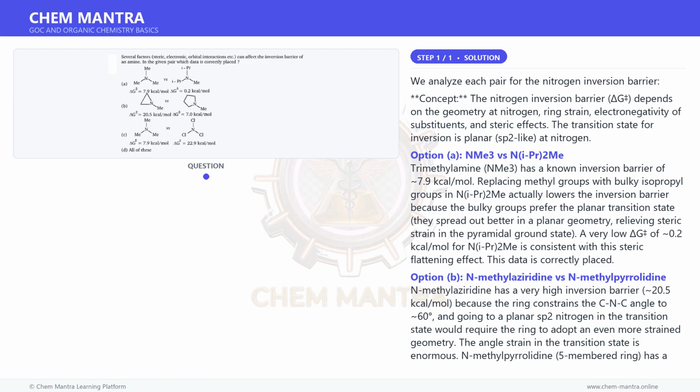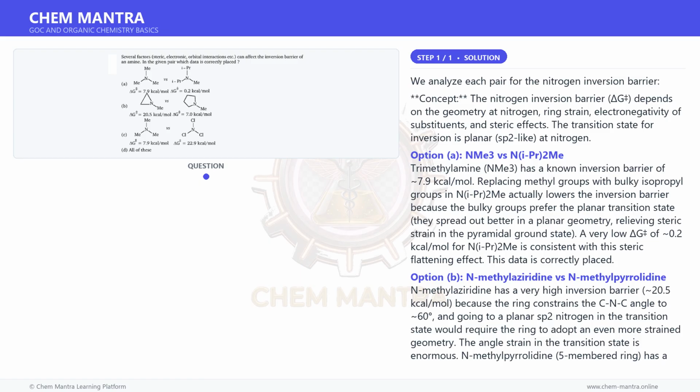N-methylpyrrolidine, a 5-membered ring, has a much lower barrier, 7.0 kcal/mol, close to acyclic amines, since the 5-membered ring can more easily accommodate a planar nitrogen. This data is correctly placed.